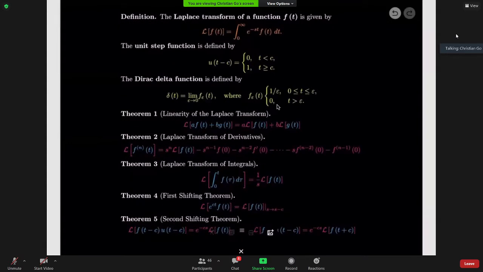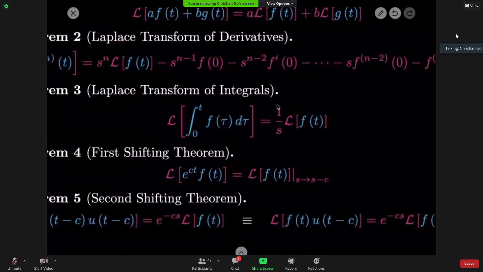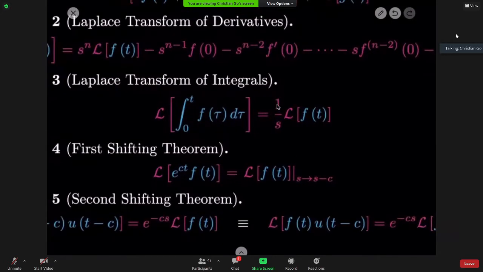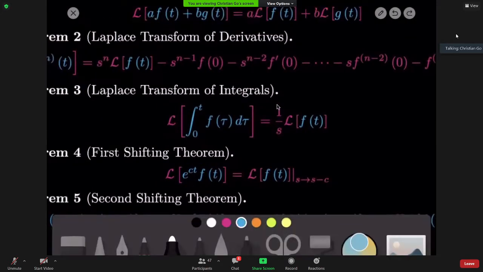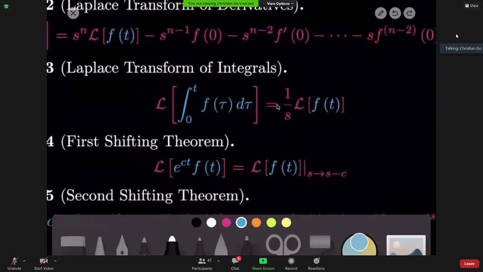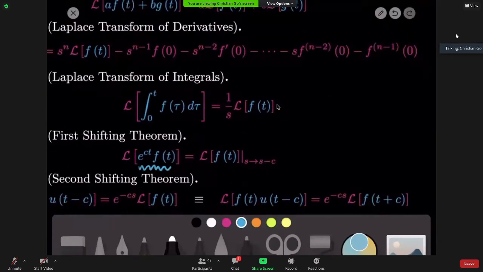Okay, so the first shifting theorem states that if I have a product of an exponential, so this is one of the first products that we will now learn how to deal with. If I have a product of an exponential and a function, then its Laplace transform is whatever the Laplace transform of your original function is, where s is now replaced by s minus c. Now, usually, I think previously in your notes, I wrote f of s minus c, where f of s is L of f(t), right? This is exactly the same.